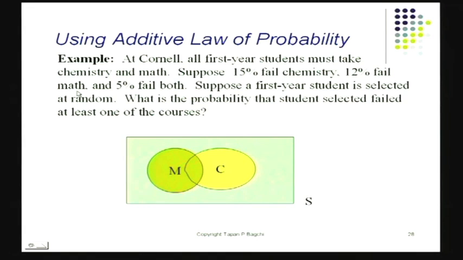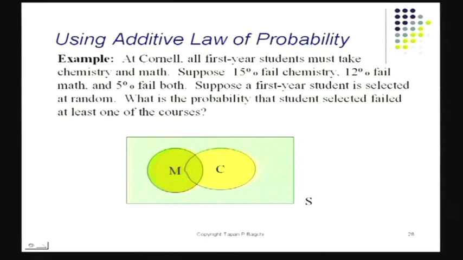So some people failed in chemistry and some people failed in math. But there were 5% that failed in both. So here I've got this situation. Situation A is failing in chemistry. Situation B is failing in math. And some people failed both in math and also chemistry.